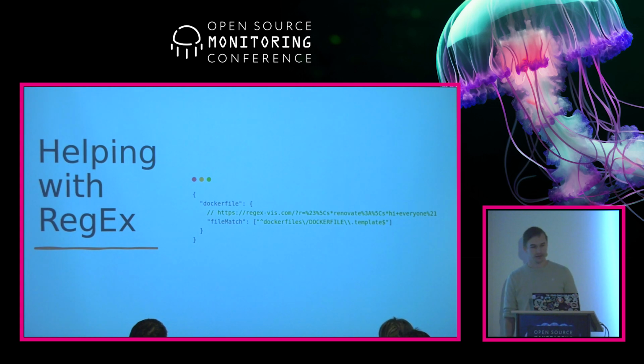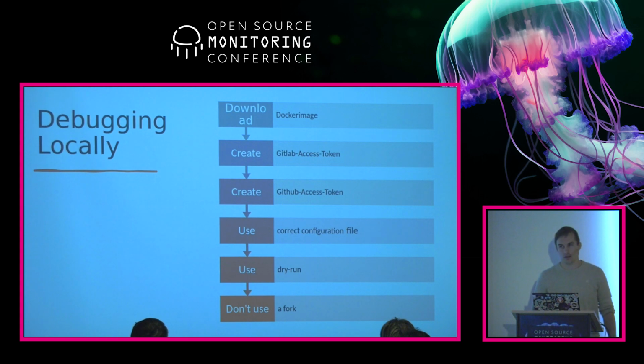And to debug this with Renovate, it's totally easy. You just have to download the correct Docker image. Then you need to create a GitLab access token, so Renovate can download your repositories. Then you need to create a GitHub access token, so Renovate can check on GitHub for new updates of your software without getting rate limited. Then you need to use the correct configuration file without any syntax errors. Then you should probably use a dry run functionality, so you don't accidentally create any merge requests. And at least some time before, you couldn't use a fork, but I think it's possible now. So easy, right?